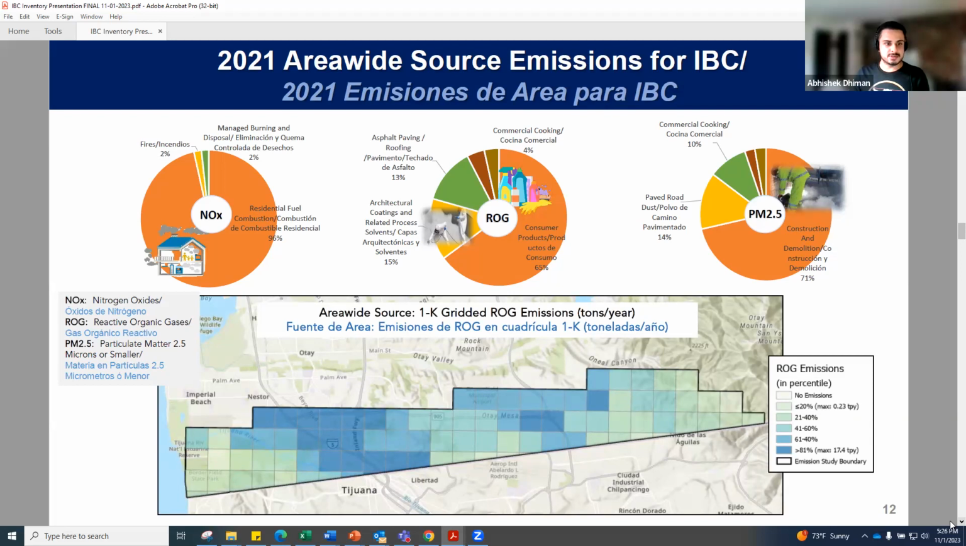The map here shows the distribution of area-wide ROG emissions in the community. Dark colored grids of high ROG emissions follow along the residential areas in San Ysidro due to emissions from consumer products, and industrial areas in Otay Mesa, which could be associated with coatings and degreasing solutions.